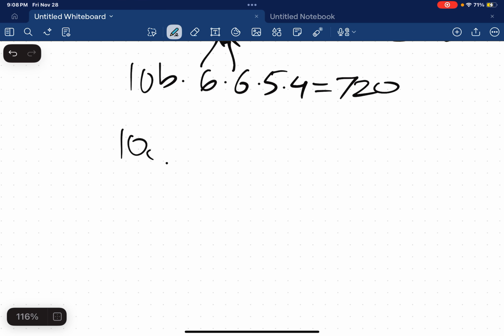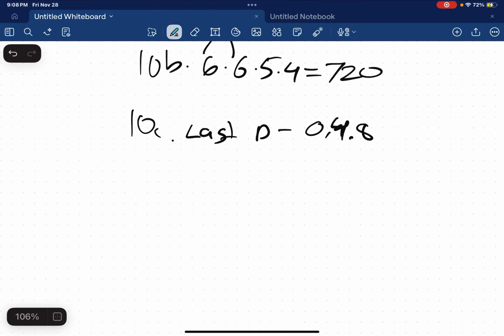10C, how many 4-digit even numbers can be made using the digits? Okay. If it's an even number, that means the last digit has to be either 0, 4, or 8, since those are the only even digits that are given to us.